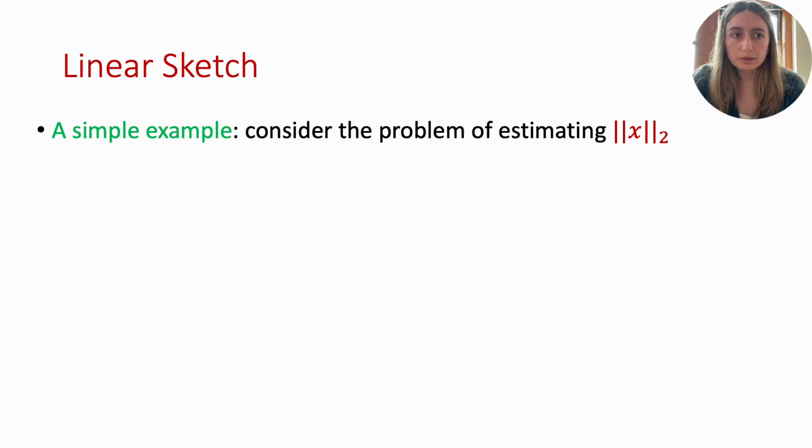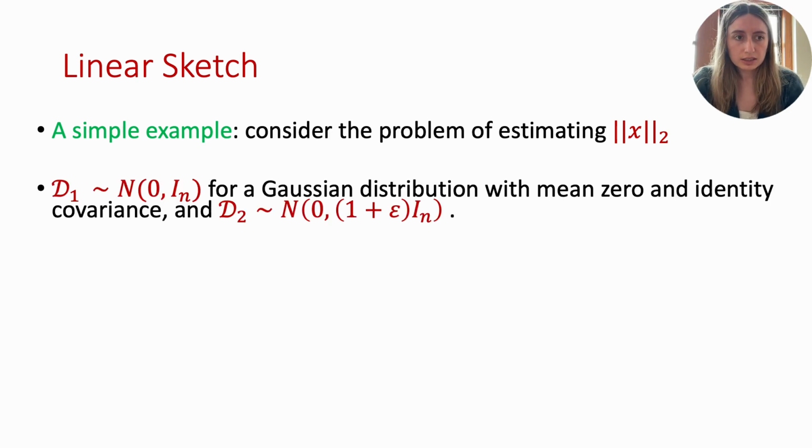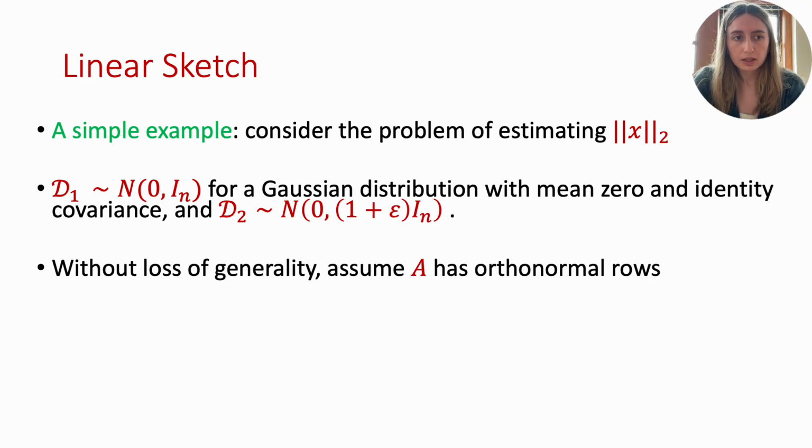Now let's look at a simple example for a problem we'll be focusing on a lot in this talk, the problem of estimating the L2 norm. Now let's allow D1 to be the standard normal distribution, and let's let D2 be the standard Gaussian but shifted by epsilon times the identity. Now, without loss of generality, we can assume that A has orthonormal rows. This is because we can always post-process by multiplying by a change of basis.